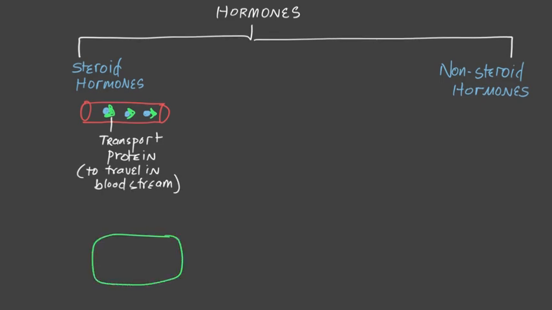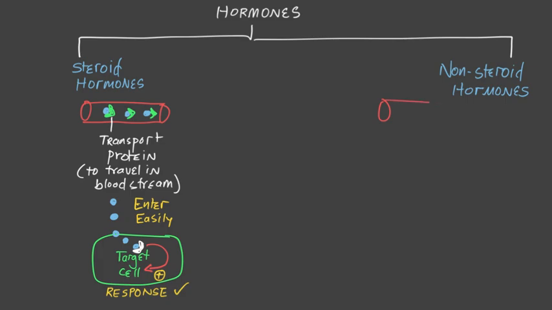Once they arrive at the target cell, the transport protein releases the steroid hormone. Remember that the cell membrane has a phospholipid bilayer which is hydrophobic. Steroid molecules are hydrophobic too, so they can enter the target cell quite easily. And once they enter the target cell, they find their receptor, shown in white, and that acts on the target cell. And the target cell responds. So this is fairly simple.